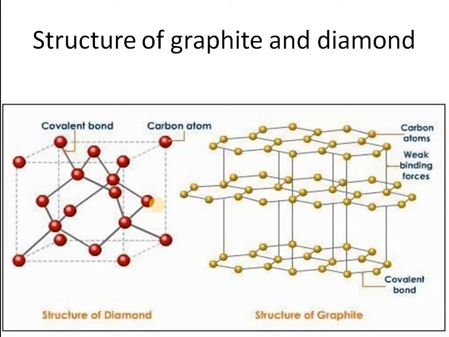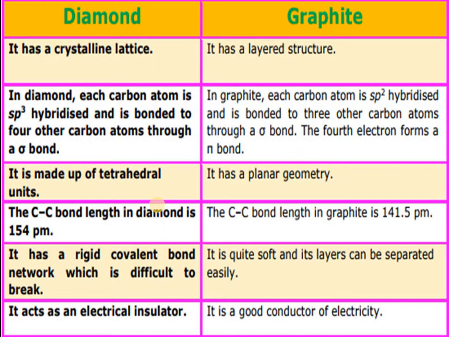So this way we are aware of the graphite and diamond structures. Now you can also note the differences. The geometry of diamond is tetrahedral, and graphite is planar. Planar means sp2 hybridization, 120 degree angle. And it is soft and slippery, that also I told you why, and a good conductor of electricity, that I have also explained.